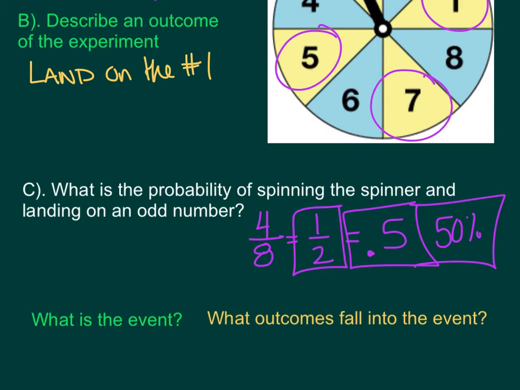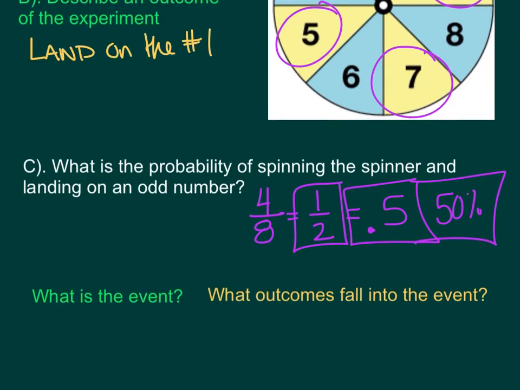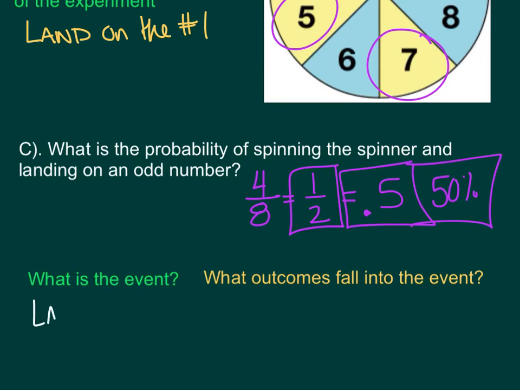So we've kind of already answered the next question, but we'll just spell it out a little clearer. What is the event? Well, the event is that you land on an odd number in this question. That was the event that we were looking for to occur.